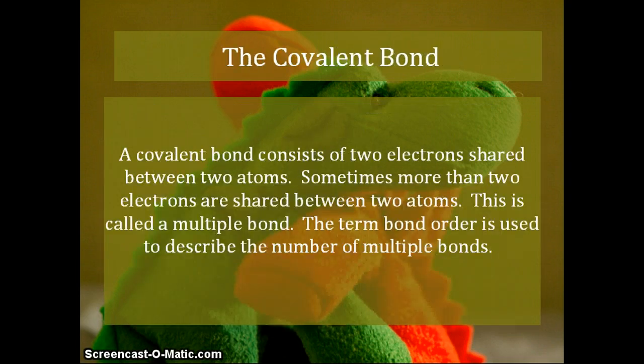A covalent bond involves the sharing of electrons. Electrons are shared as pairs. Multiple bonds are formed when more than 2 electrons are shared. The term bond order is used to describe the number of bonds.